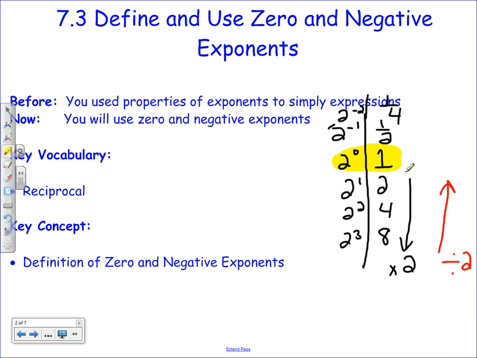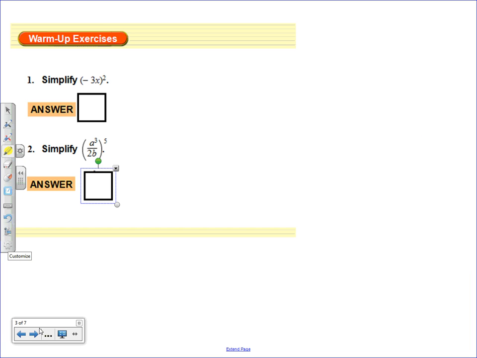Anything to the 0 power is 1. And if you look closely at these two, they are using reciprocals. 2 to the negative 1 is the same as 1/2. 2 to the negative 2 is the same as 1/4. So a couple of things you need to write down and make sure you have in your notes. Anything to the 0 power is 1. When we're talking about negative exponents, we want to write them in their best form, and that would be to use the reciprocal.